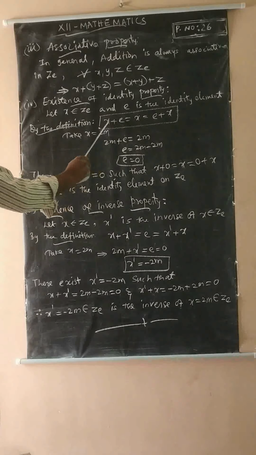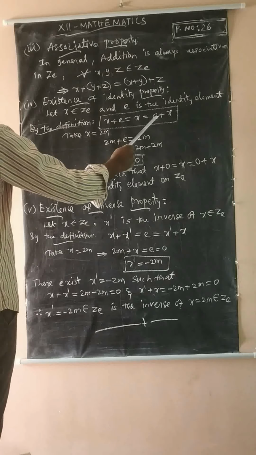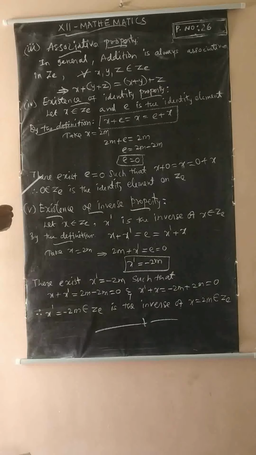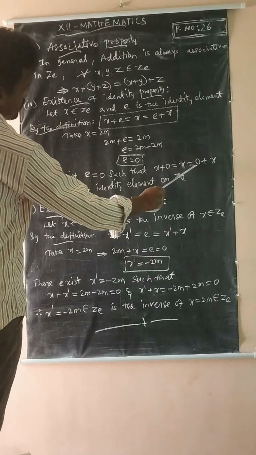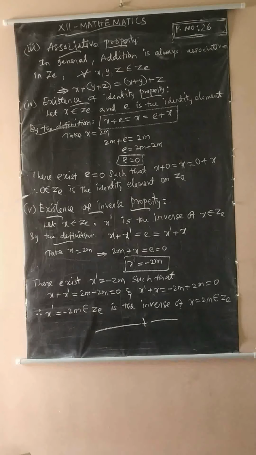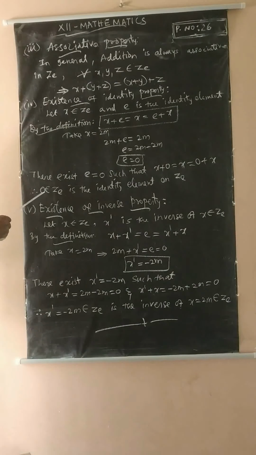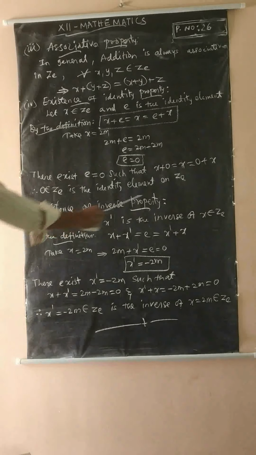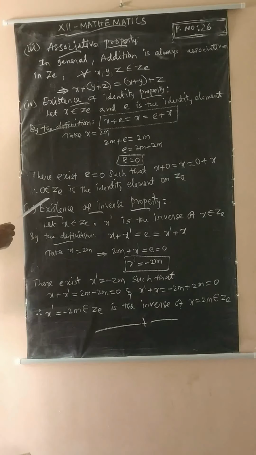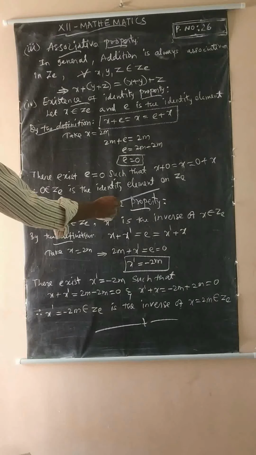Now substitute: x plus 0 is x, which is equal to 0 plus x. There exists e equal to 0 such that x plus 0 equals x, which is equal to 0 plus x. So 0 is an even integer, which belongs to the set of all even integers, and it is the identity element on ZE. Therefore the identity axiom is true. Therefore the identity property is true. We can add this line.